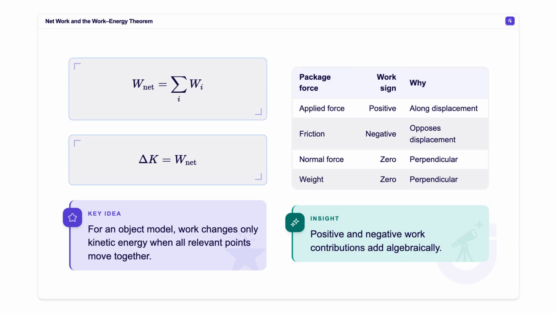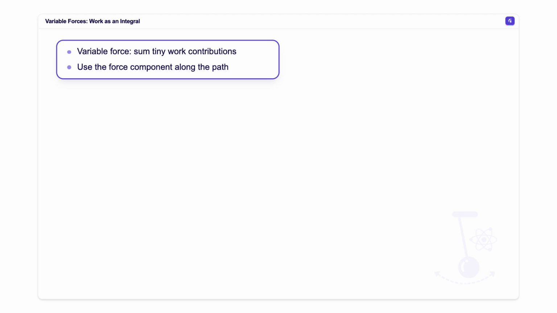So the big takeaway is this. Add all the work terms first, then connect that net work to the change in kinetic energy. Next, we will extend this idea to forces that are not constant. When the force is not constant, we cannot just multiply one force value by the whole displacement. Instead, we chop the motion into tiny pieces and add the tiny bits of work.